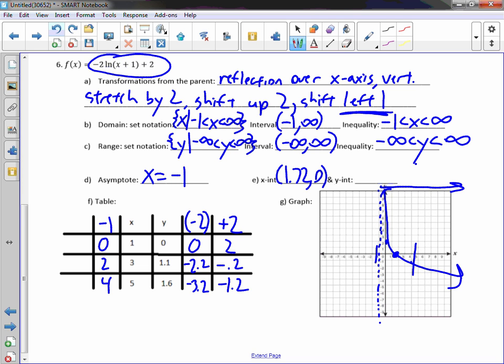Y-intercept, we do Control T. Hit the table where x is 0, we get the point 0, 2 in this case. And that's how you graph using ln. It's exactly the same thing as log, and do the attributes, it's exactly the same.